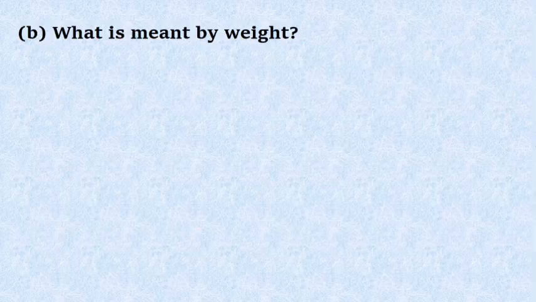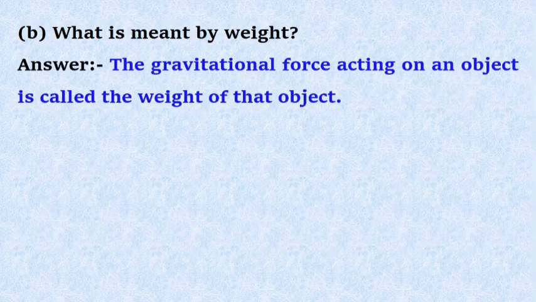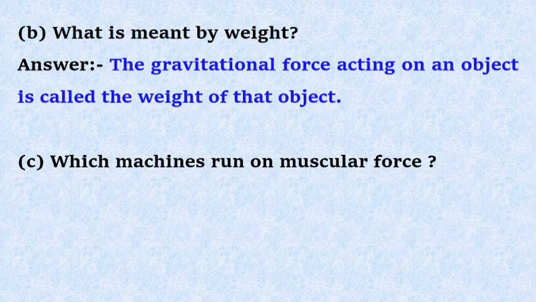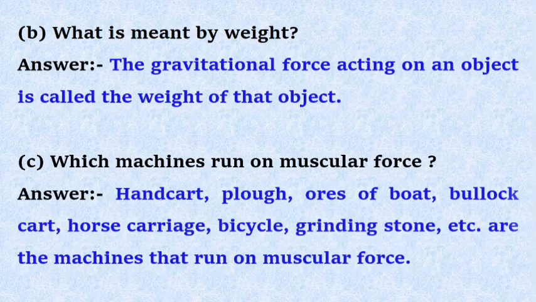B. What is meant by weight? Answer. The gravitational force acting on an object is called the weight of that object. C. Which machines run on muscular force? Answer. Handcart, plough, oars of boat, bullock cart, horse carriage, bicycle, grinding stone, etc. are the machines that run on muscular force.